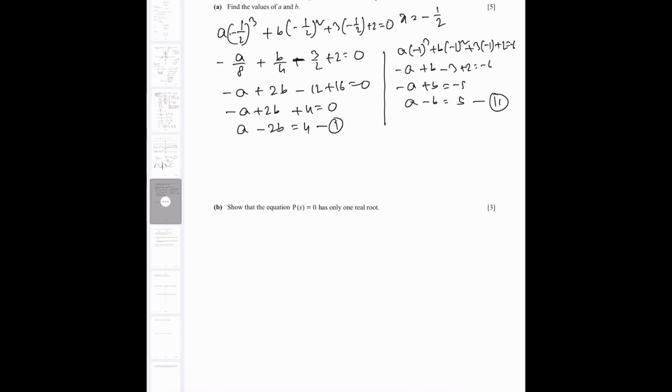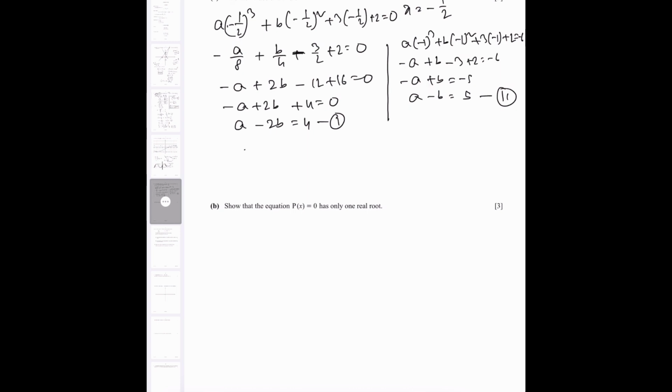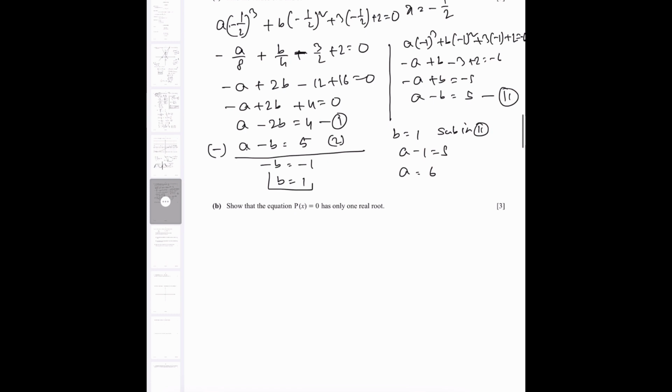So there are two equations. Now let us simplify these two equations, 1 and 2. a minus b equals 5. Subtract this. This is 2. Okay. Subtract this. So it is minus b, 4 minus 1, b equals 1. So b equals 1. Substitute in 2. a minus 1 equals 5. So a equals 6. So these are the values of b and a.